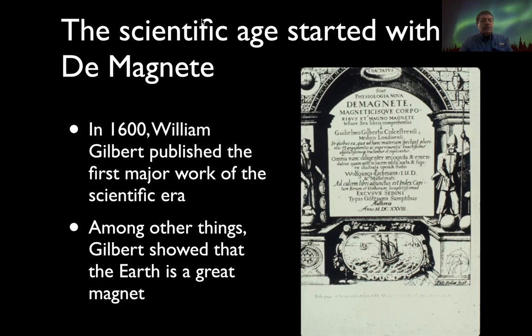And among other things, Gilbert showed that the Earth itself is a great magnet. He was able to show this through a series of experiments and models, and make a scientific argument that the Earth itself is a great magnet. And that explained why a compass needle pointed north, because up to that point, nobody had an idea of just how a compass worked. They knew the needle was magnetized, but why did it point north? That's because the Earth itself is a great magnet.